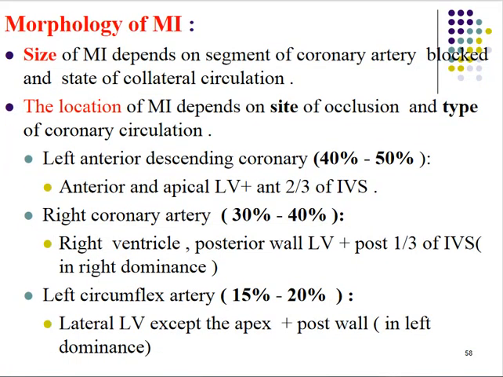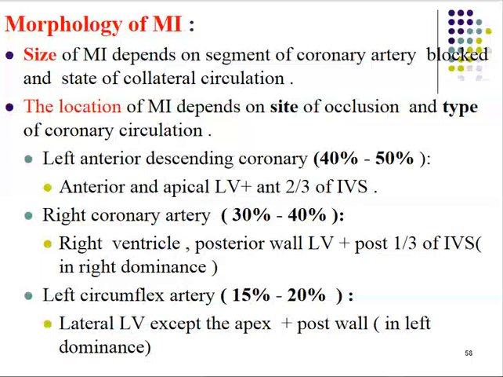Regarding the morphology of myocardial infarction, first, the size of the MI depends on the segment of coronary artery that is blocked and the state of collateral circulation. Collateral circulation is essential for supplying the area with blood. Once occlusion occurs in the major artery supplying the area, perfusion depends on the collateral circulation. When the collateral is intact, only limited ischemia will occur. But if the collateral circulation is impaired, the ischemia will be frank and global and will result in necrosis, what we name myocardial infarction.